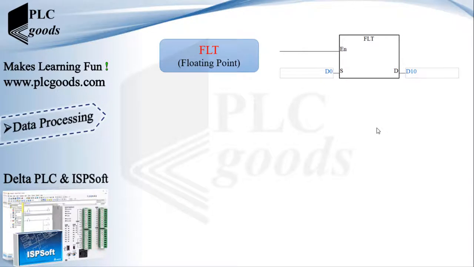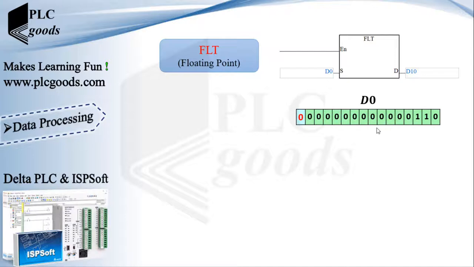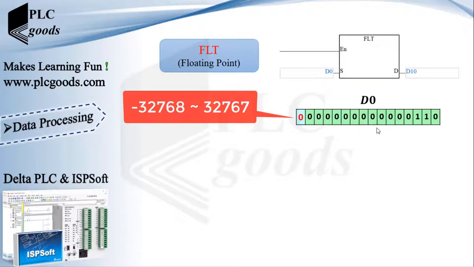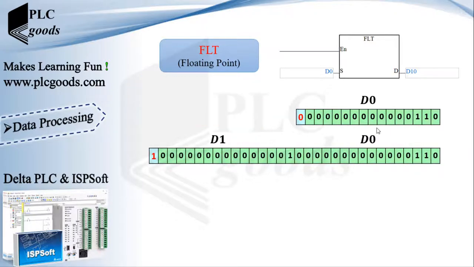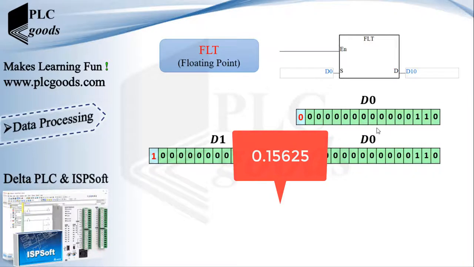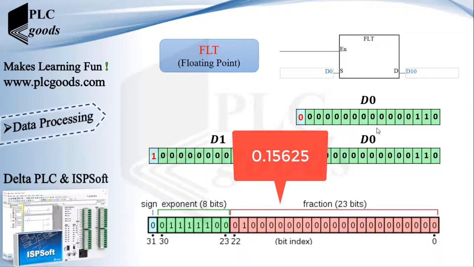Now, let's see the FLT instruction. As you know, there are several standards to store numbers on the PLC memory. We can use a word which includes 16 bits to store an integer number from -32768 to 32767, or 32 bits to store a larger number. Remember that the last bit is used to determine the number sign, 0 for positive and 1 for negative numbers. To store real numbers like 10.25, or 0.15625, the floating point standard is used.